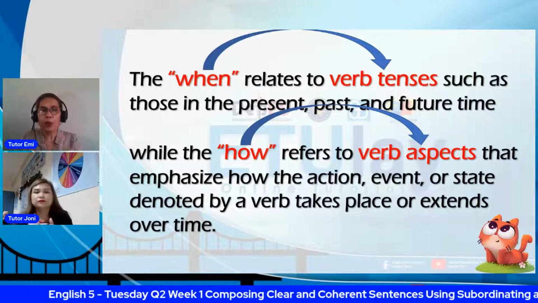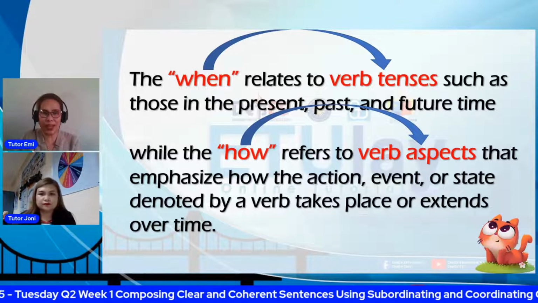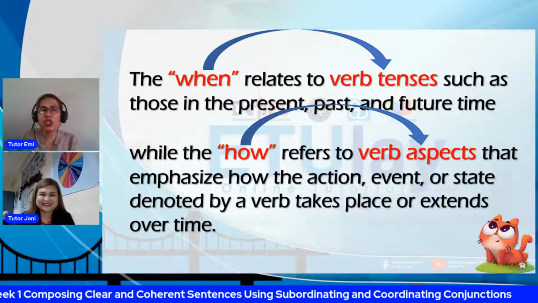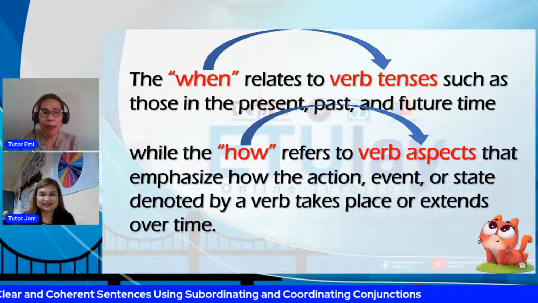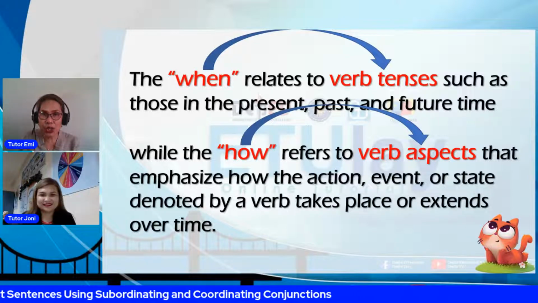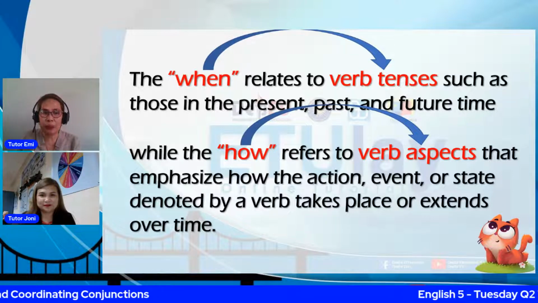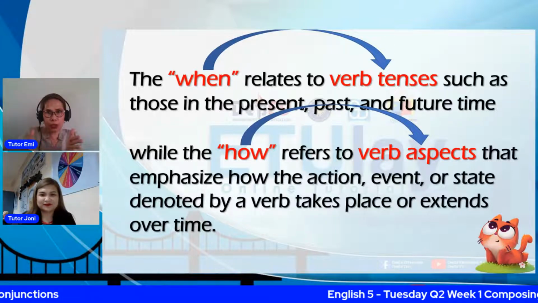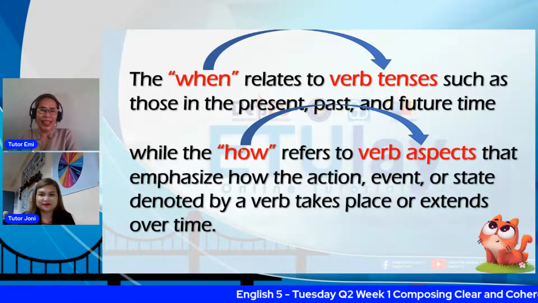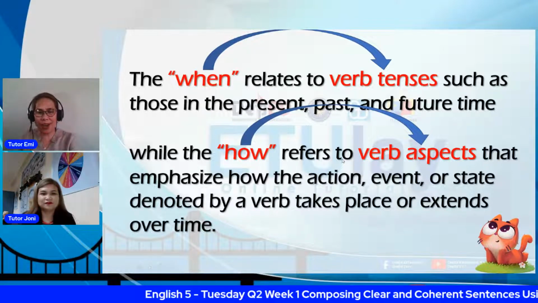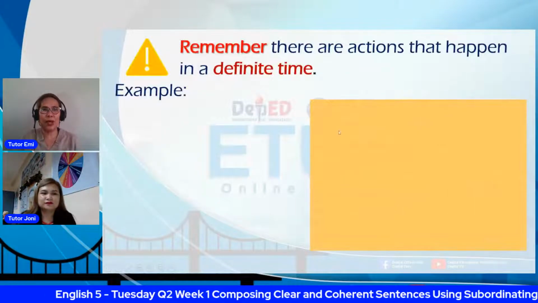And then when we talk about verb aspects, we refer to the flow of time. It gives us additional information about a verb by telling us whether the action or condition takes place in a single block of time, is completed, or occurs continuously. Let's talk about it more. Okay, let's have this one.